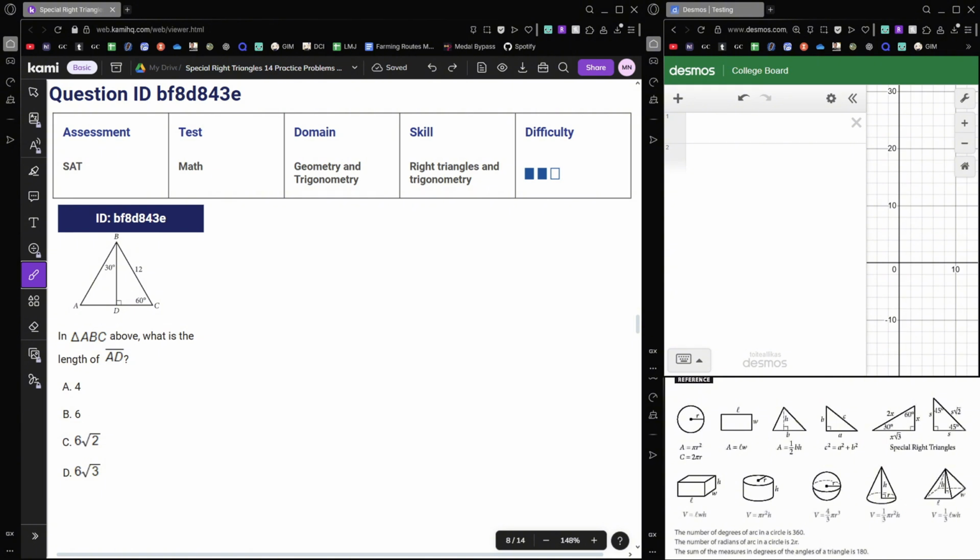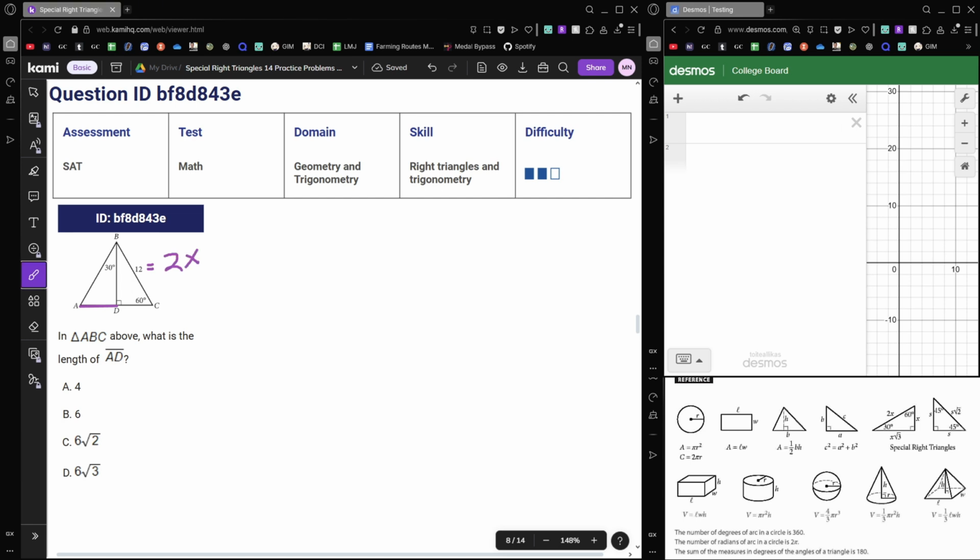Question number 8. In triangle ABC above, what is the length of line AD? So that's going to be this side right here. Now we see a 30-degree angle, a right angle, and a 60-degree angle. So this is obviously a 30, 60, 90 triangle. Now across from our 90-degree angle, we have a side length of 12. And if we go ahead and look in the bottom right hand corner, we know that across from the right angle is 2x. So 12 is equal to 2x.